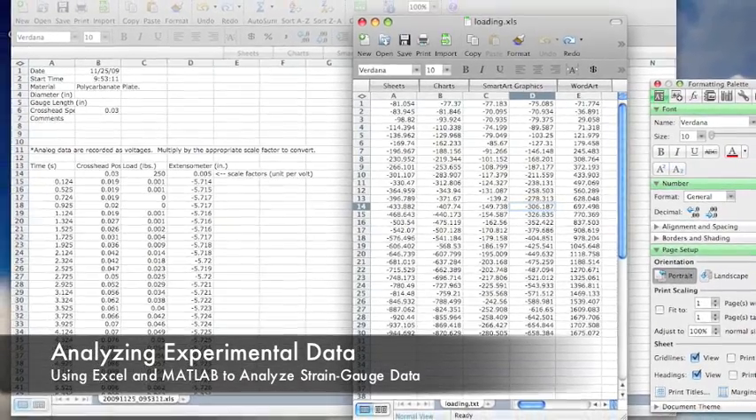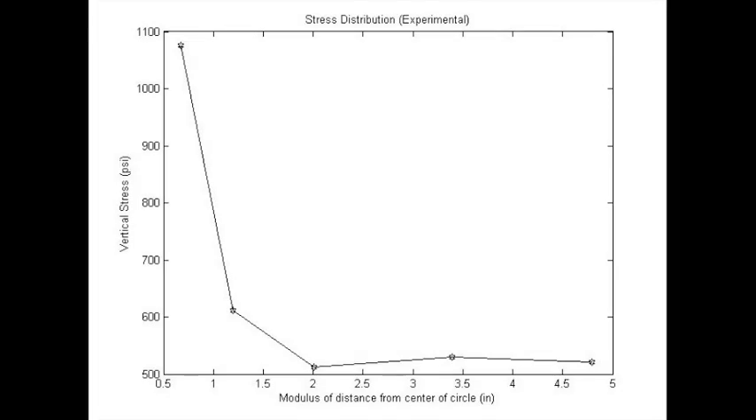The data collected using the strain gauge was analyzed using MATLAB. We plotted a stress distribution graph using the experimental data. The trend shown on the plot resembles the trend demonstrated by the prediction made earlier using MATLAB.